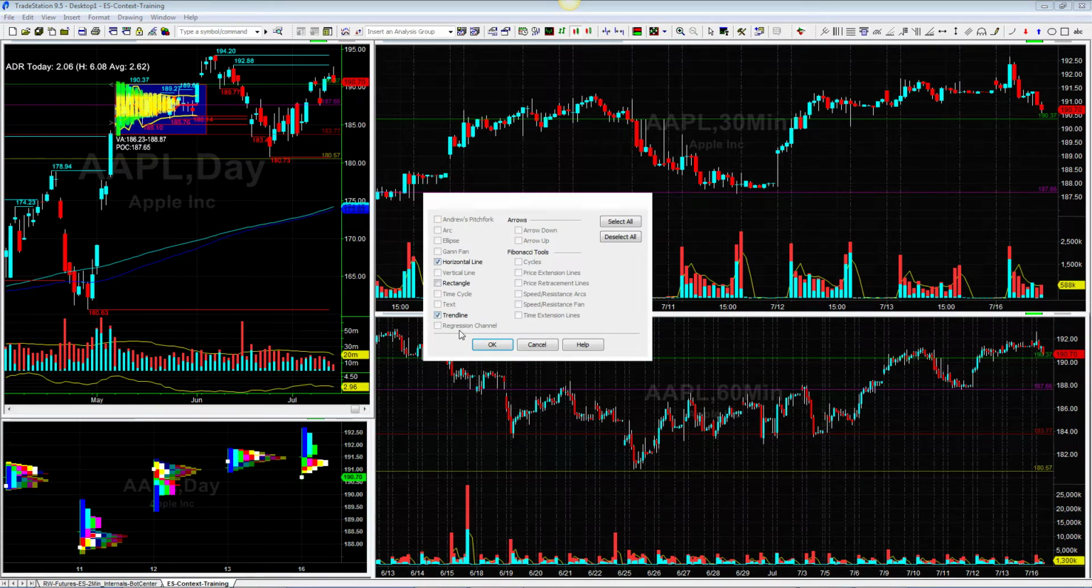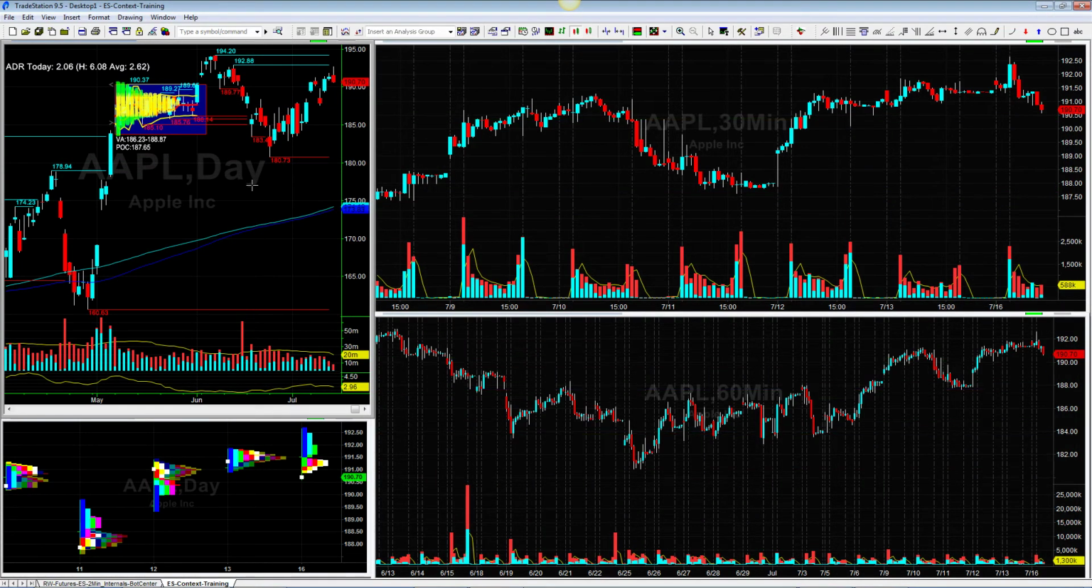So I'll get rid of the horizontal lines, leave the trend lines. All right, cool. Clean chart again. So here we go. We're going to go grab our rectangle tool. We're going to find the low, which is at 180.73, and the edge of the zone. So right there, right up to the top. Close enough. So there's our balance area.